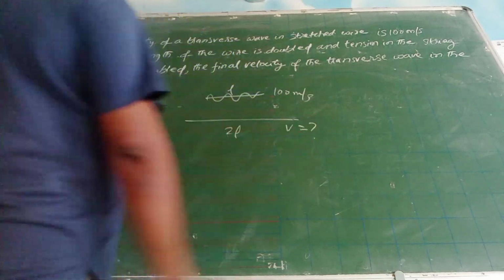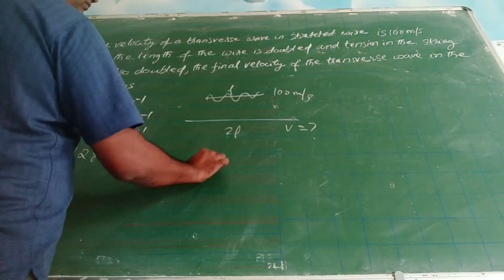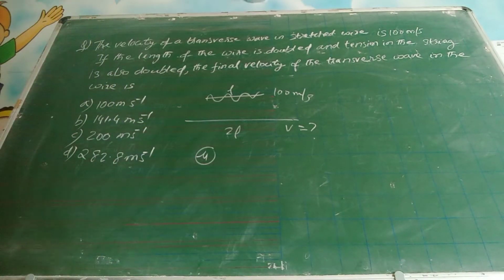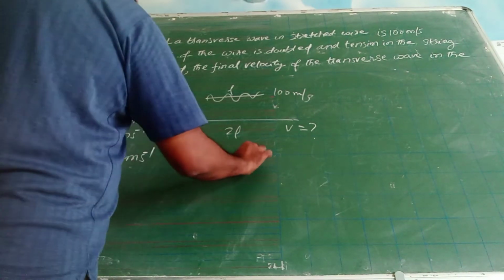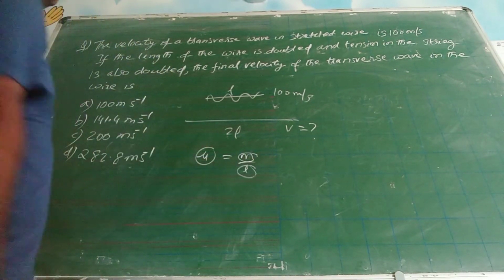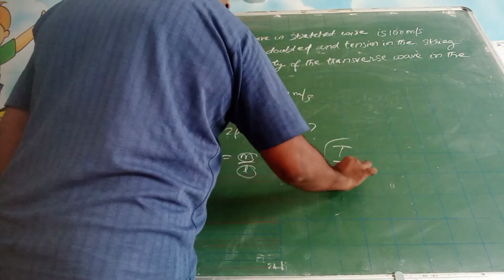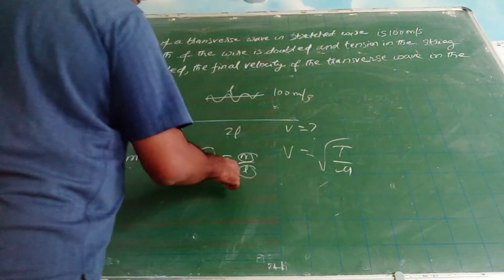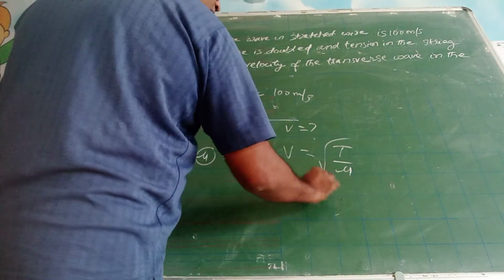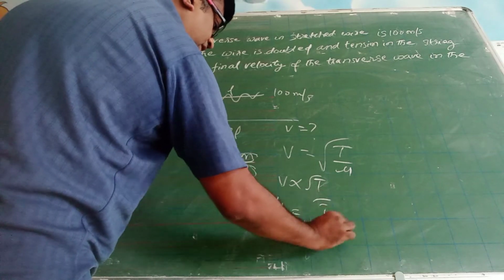What is the speed here? Now tell me, if the length is doubled, will the value of mu change? What is mu? Mass per unit length. When you are increasing the length, mass also will increase proportionately. So our v is root over T by mu. So here mu is constant. So v is proportional to root T, or v1 by v2 is equal to root over T1 by T2.